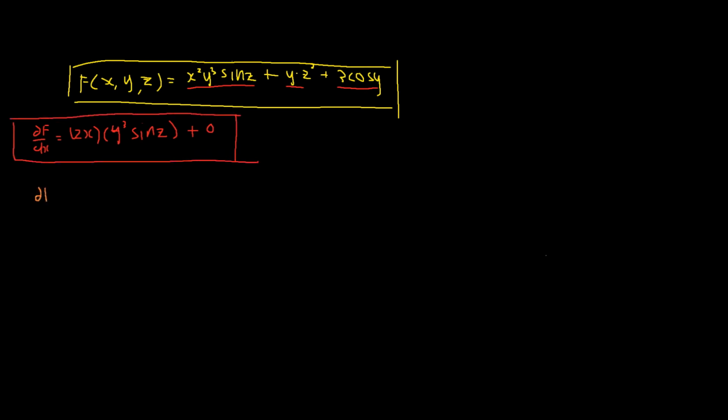Now taking the partial derivative with respect to y, df on dy. Now we treat everything else besides y as a constant. So differentiating y cubed would just be 3y squared, right? And since x squared sine of z is just a constant, we can just write it down like normal. Plus, now the derivative of y times z squared with respect to y, we just differentiate y, becoming 1. And then since z squared is just a constant, we can leave it here. So 1 times z squared.